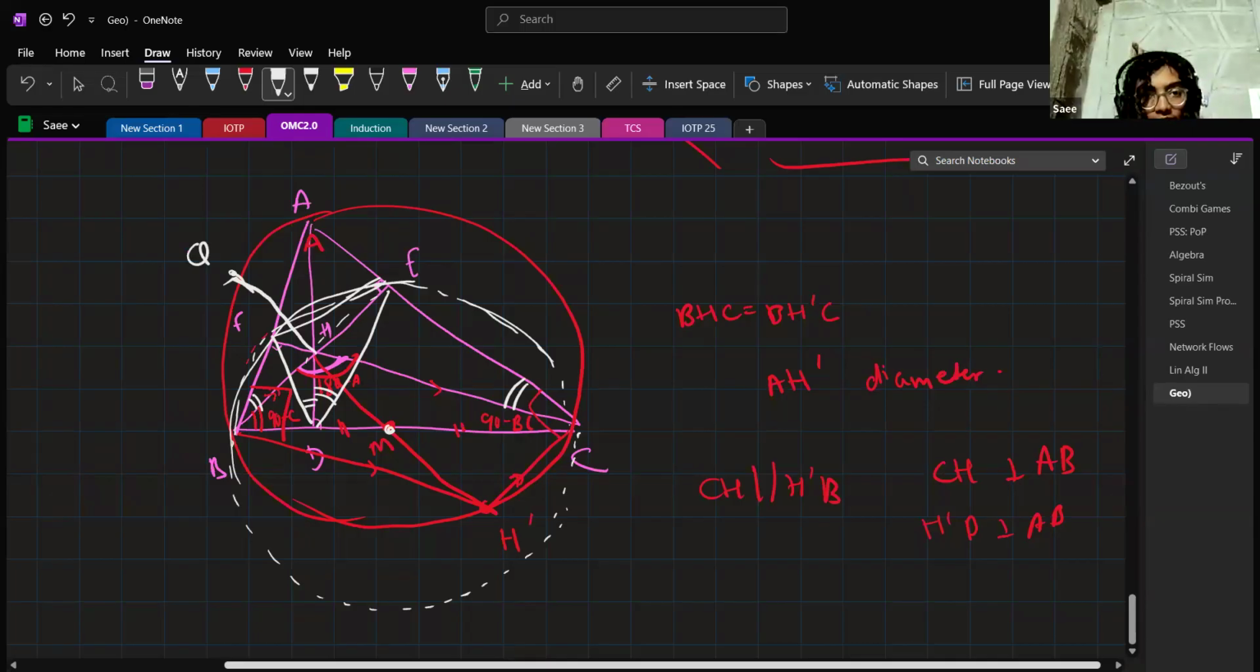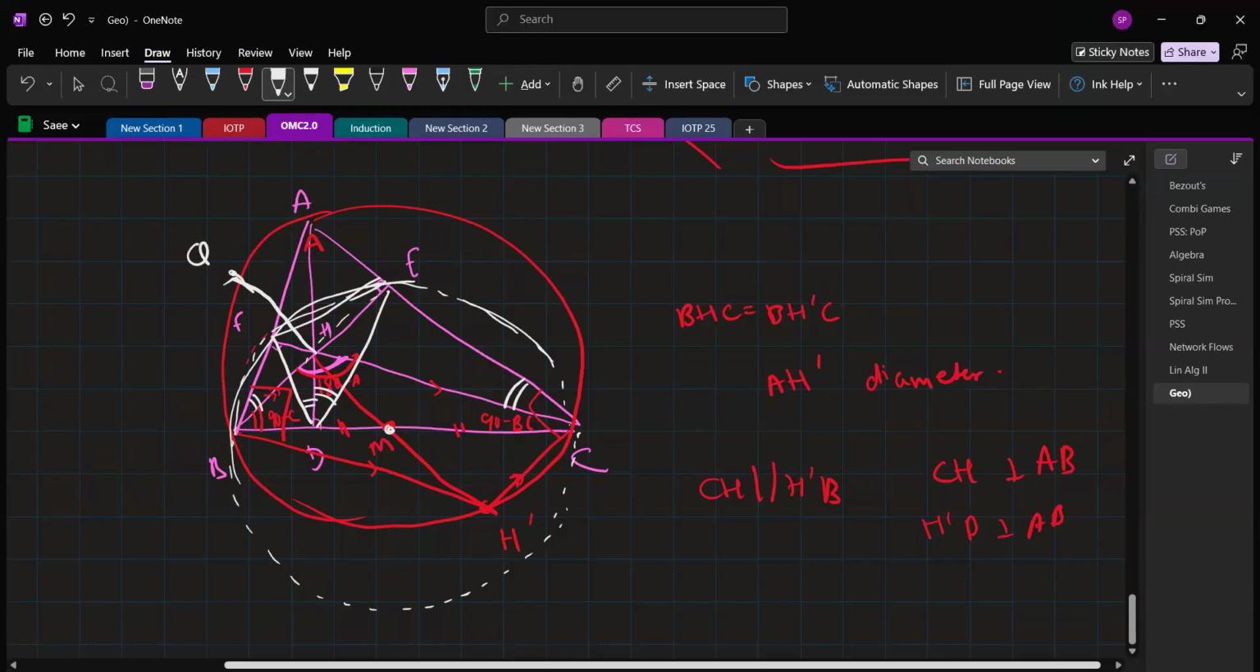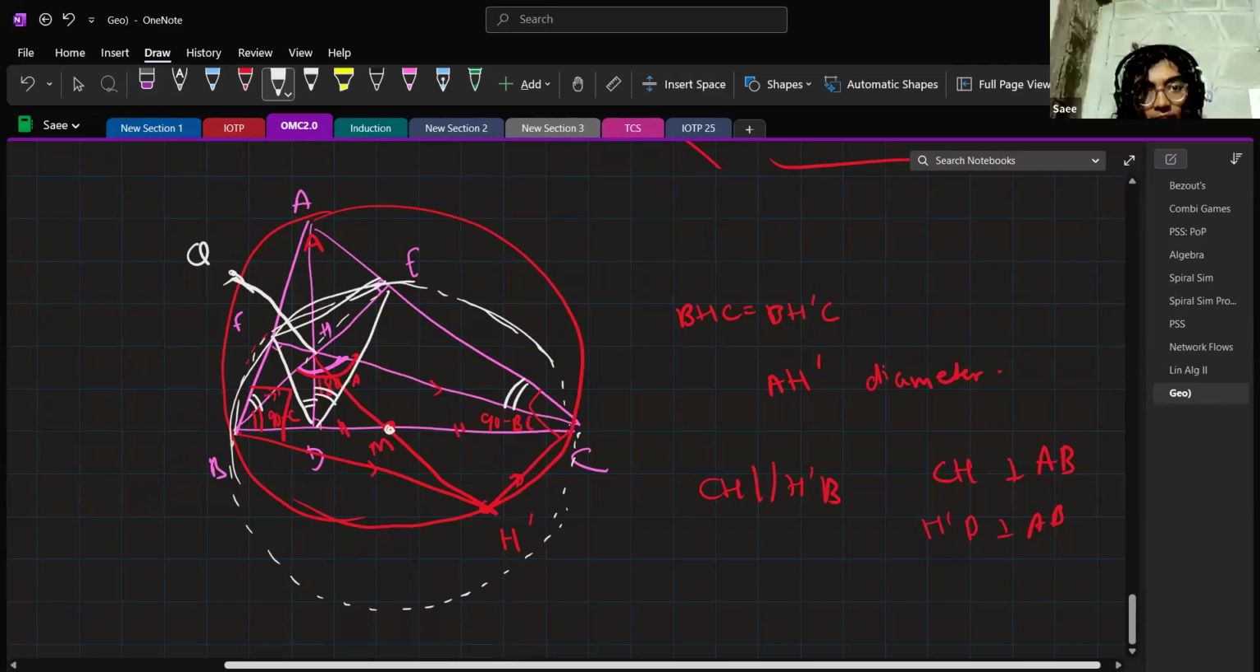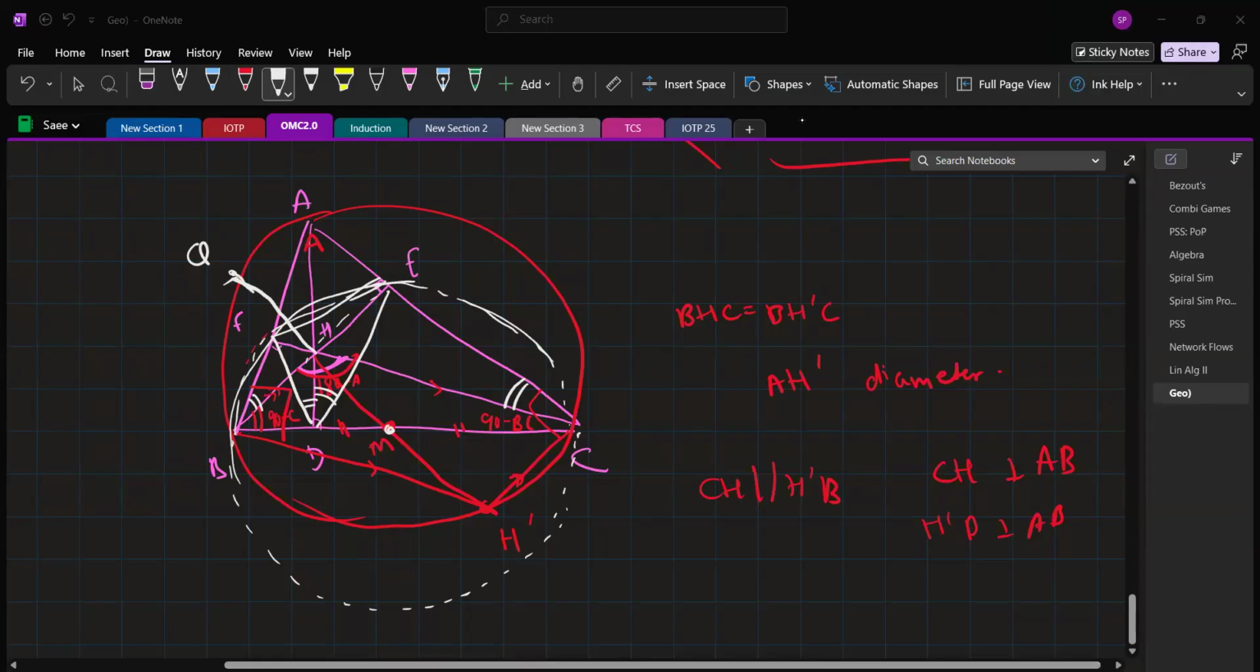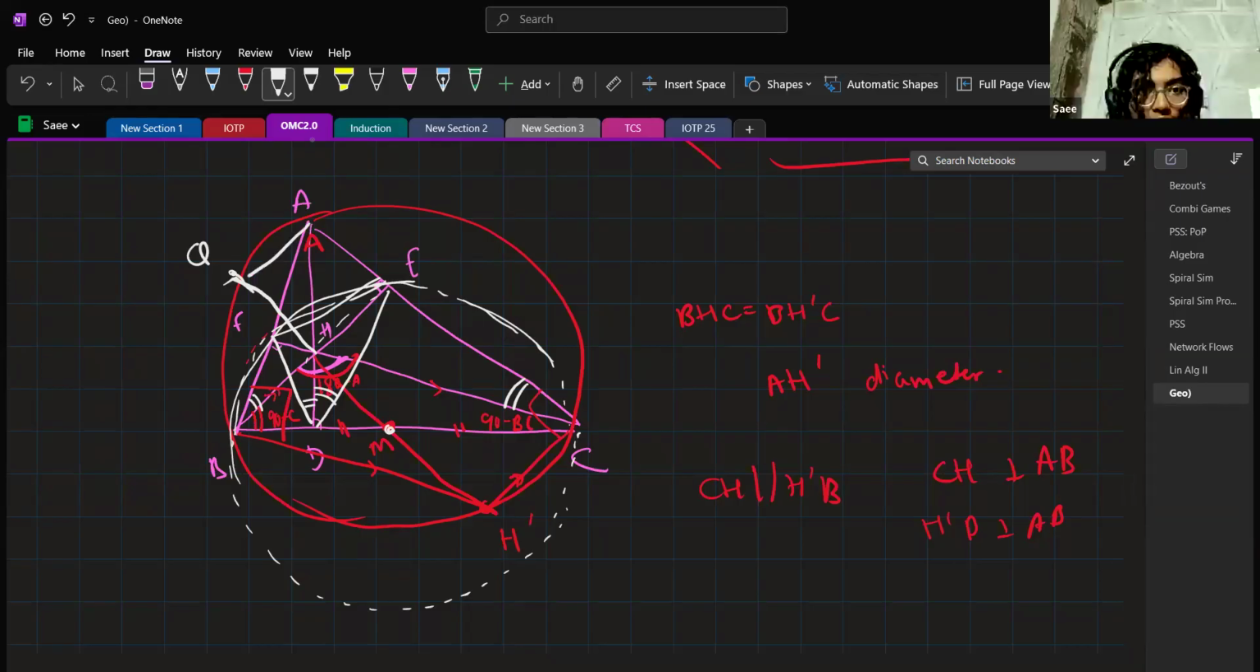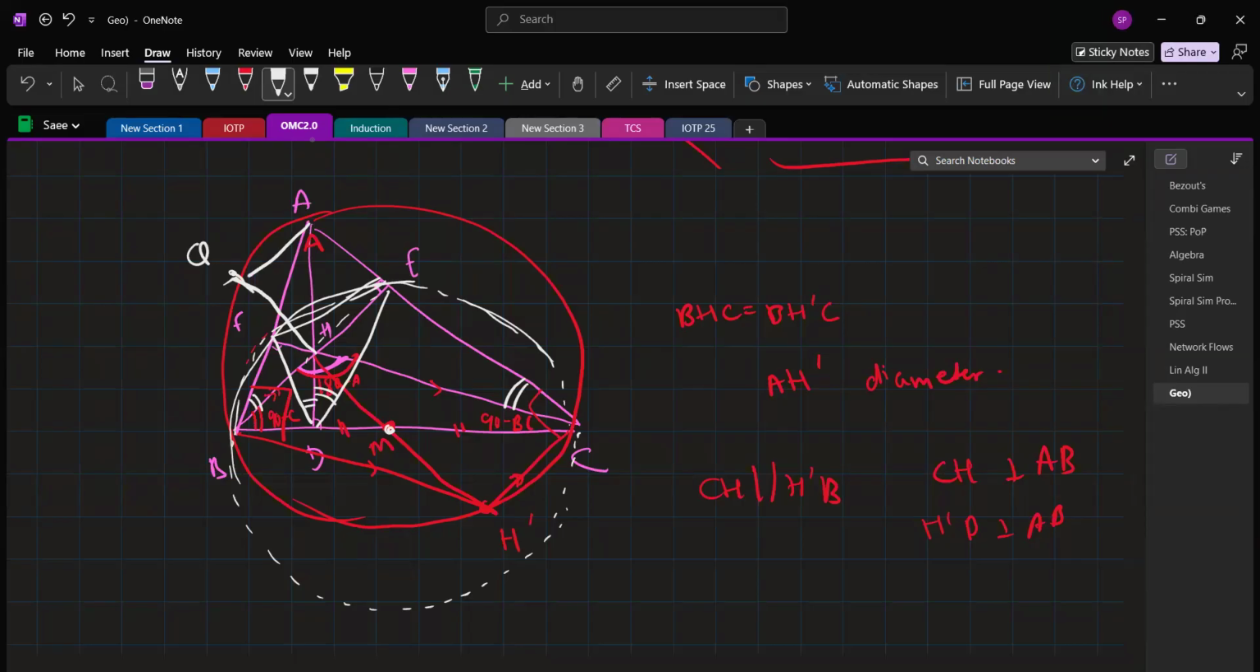Can you say anything about Q? What's Q? Q is obtained by extending H'H to meet the circle again, the circumcircle of ABC. HQAE is cyclic. I mean, HQAEF. Yes. So in fact, HQAH' is a rectangle. H prime, sorry. Yes, that's true.